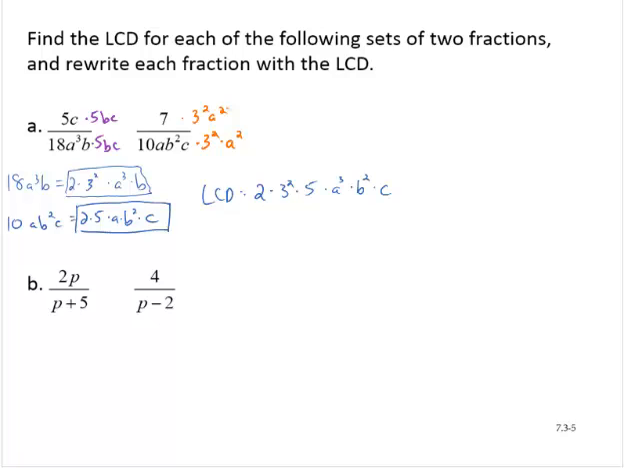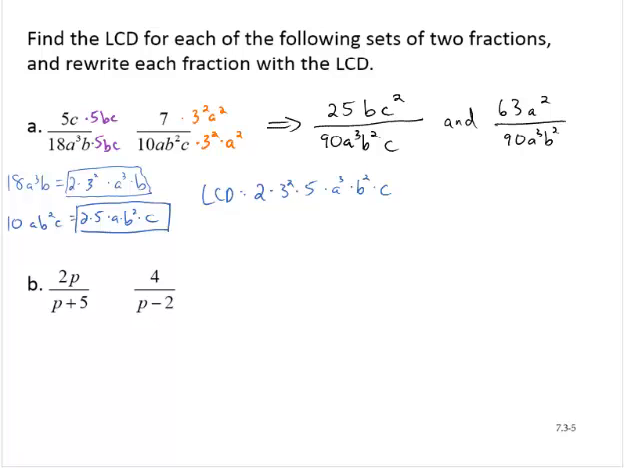Alright, and so now we clean this up. So the fractions are 25bc squared over the LCD. We usually write the LCD in its simplified form, so that's going to be 90a cubed b squared c. And the second fraction, 7 times 3 squared times a squared, that's 7 times 9, that's 63a squared, over, and again the common denominator is 90a cubed b squared c.